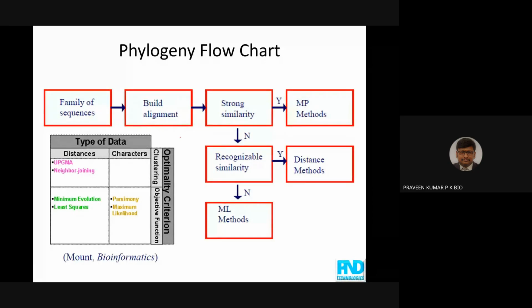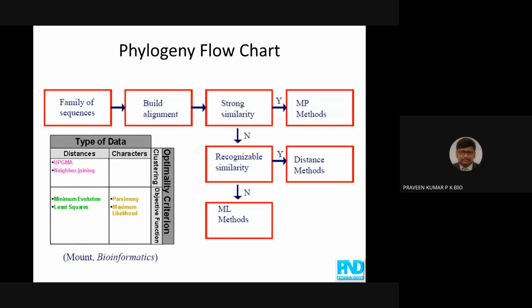Now, let me come to this phylogenetic flow chart. What are the types of methods of phylogenetic tree construction, and which method do we have to use for our experiments, for our project? That we'll be discussing now. Before going to the flow chart, I will explain the methods, then I can link them with the flow chart.